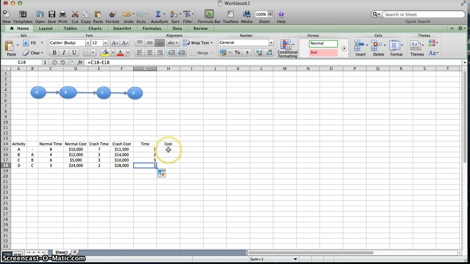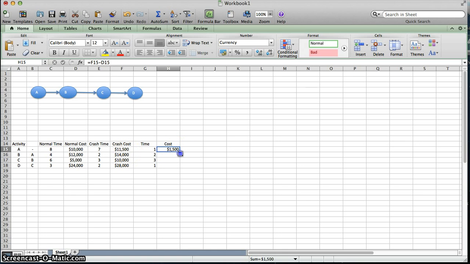The other thing we need to look at is the cost difference. So once again, we're going to take the crash cost in this case, because it's the higher amount, and we're going to subtract the normal cost out so we know how much more we have to pay. So this means that if we were to pay for it normally 8 days, it would be $10,000. If we want to shorten it this 1 day, get it down to 7 days, it costs us $11,500, or $1,500 extra.